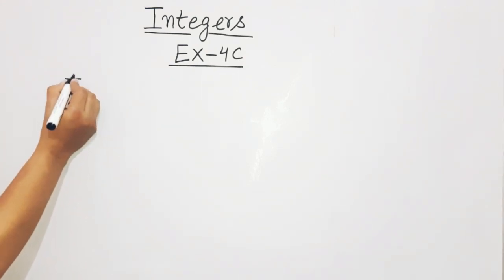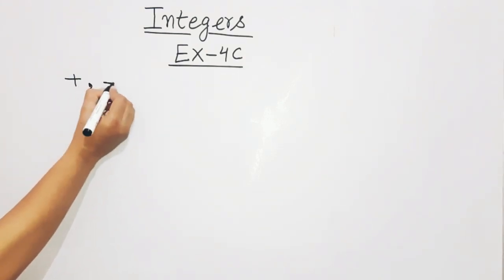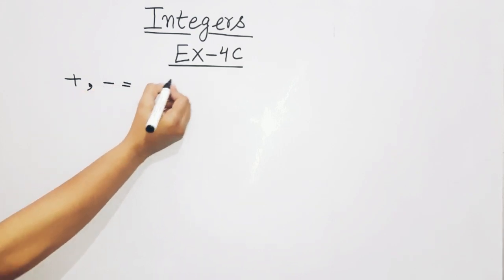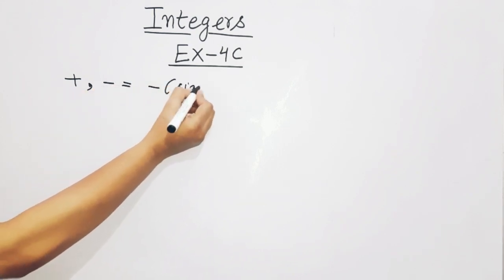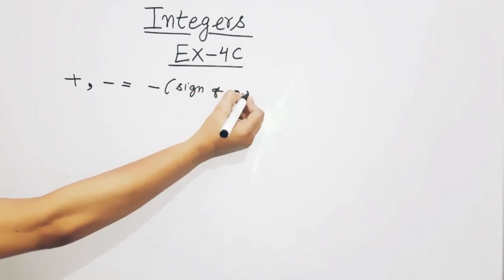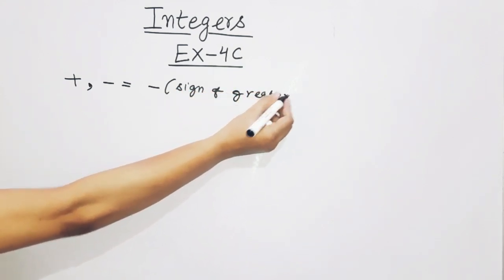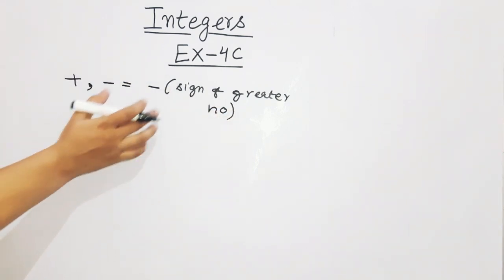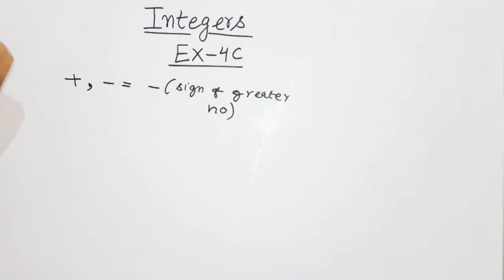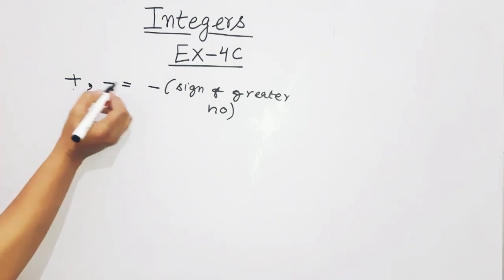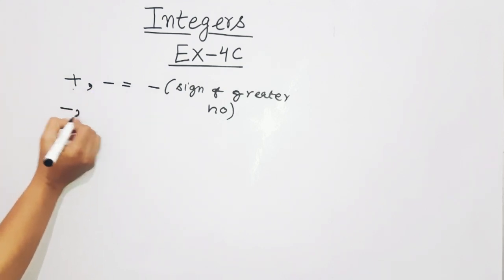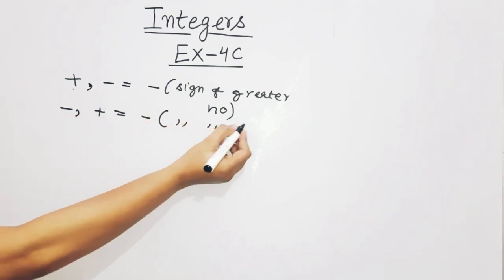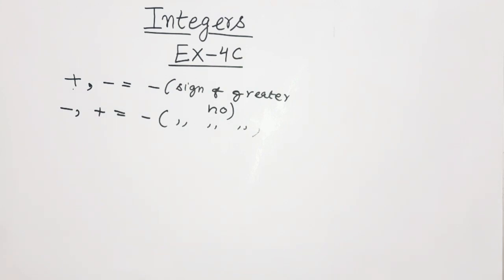If one positive integer and one negative integer are given to you, then you have to subtract, and the sign of the greater number will be there. The sign of the greater number goes on your answer. One positive and one negative, or one negative and one positive, you have to subtract, and the same thing will be applied: the sign of the greater number will be there.